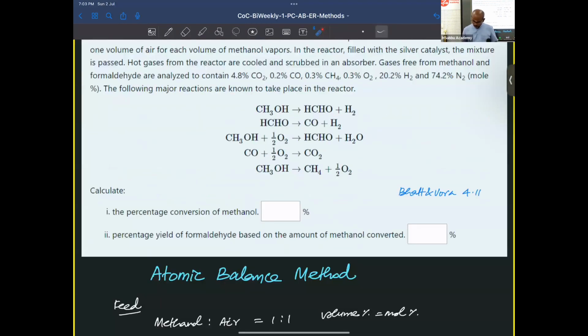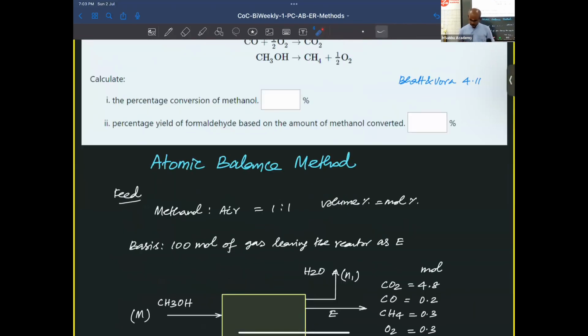So now we need to find the conversion of methanol. That is the first part. The second thing is the yield of formaldehyde based on the amount of methanol converted. So how much formaldehyde is getting produced per mole of methanol reacted? That is the second part, second question.